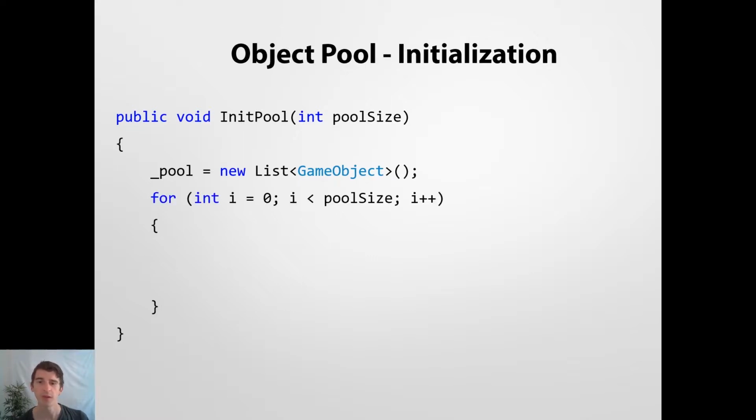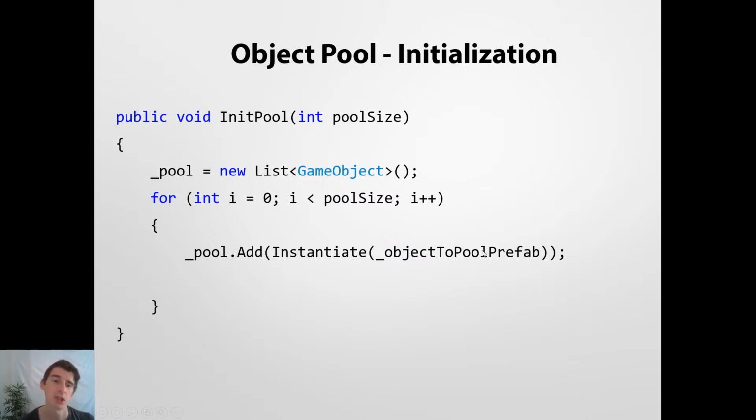And yeah, once we've created this list, we just use a for loop to fill the list with many objects. So in this case, we just instantiate a new object which we want to pool. This is just a reference to a prefab that we want to instantiate here. For example, a bullet or something. And once this is instantiated, we add it into the pool. And after that, we set it to inactive, so it isn't visible to the user. You could also do some other things here, like renaming it and putting it somewhere in the hierarchy, but I just wanted to keep it simple here.